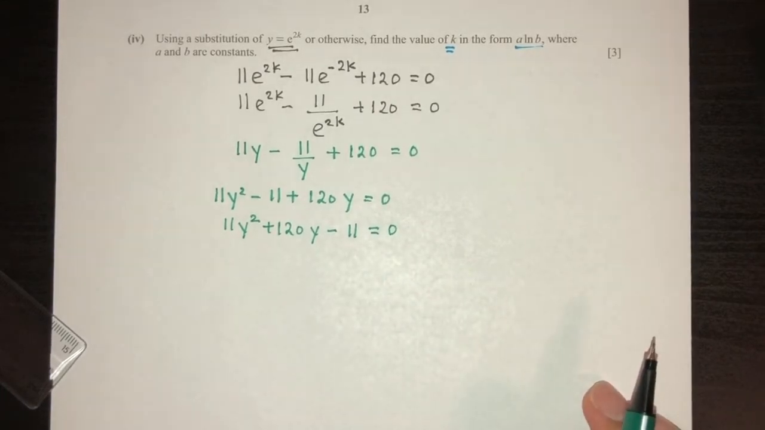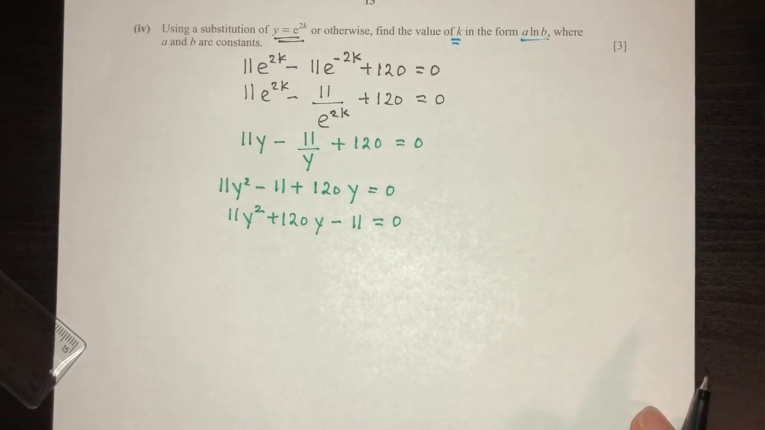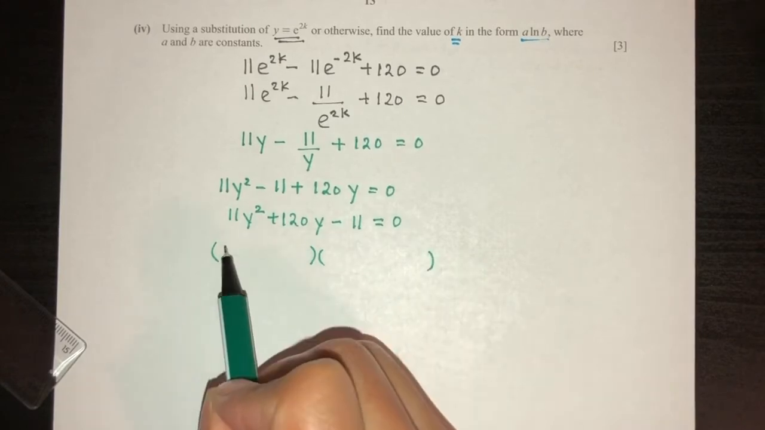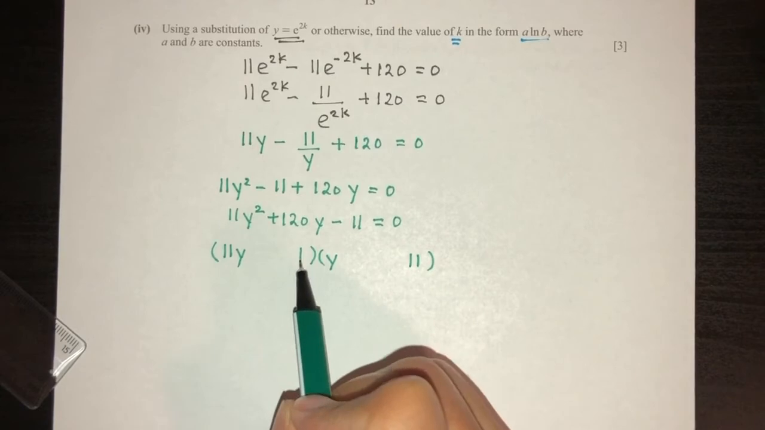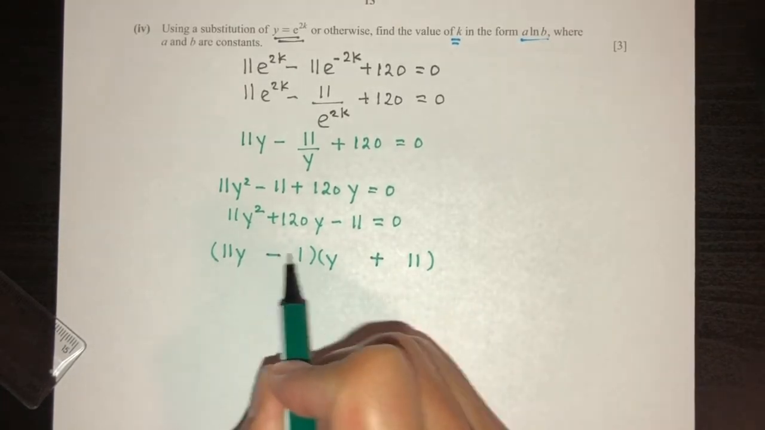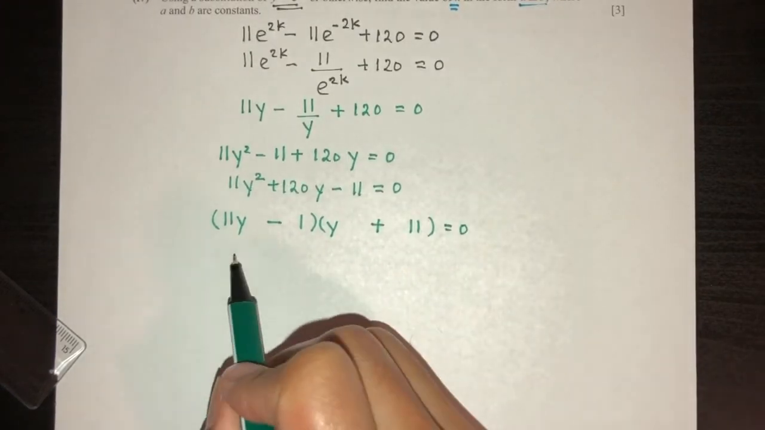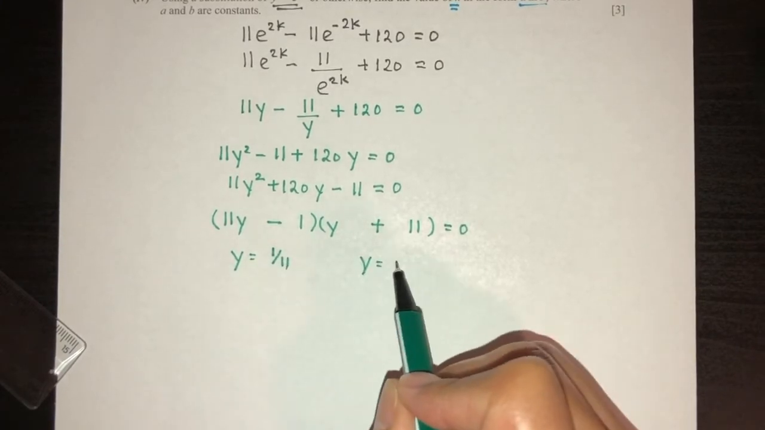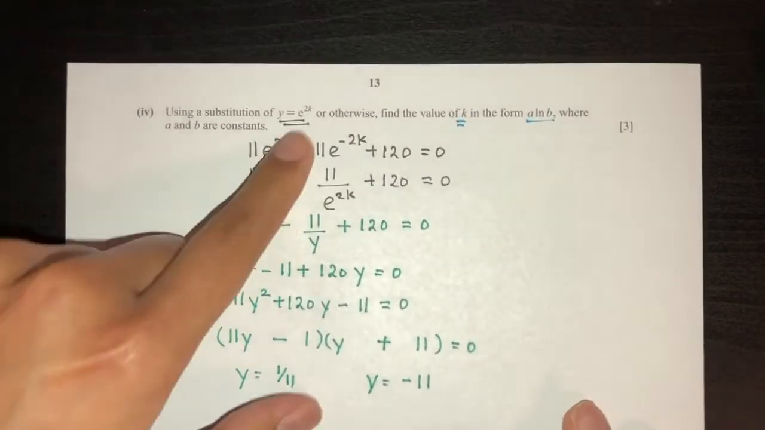So let's find the possible value of y. So how can you factorize this? Let's try. So 11y squared is 11y times y. 11 is 11 times 1. 11 times 11 is 121. So plus 121 minus 1 to get plus 120. That is your value. Now y can equal 1 over 11. y can equal minus 11. Now our answer is not y, we have to find k.